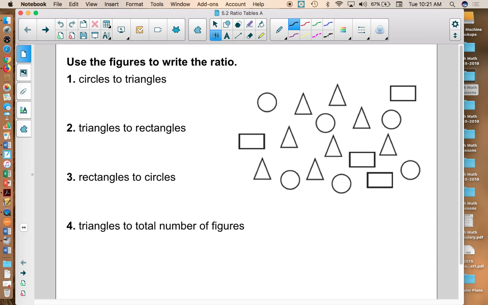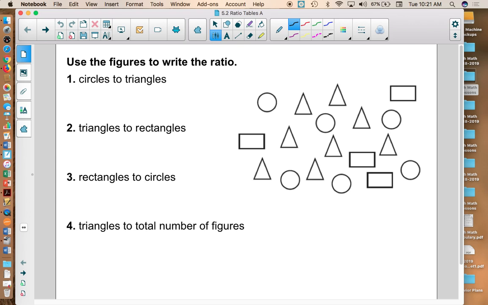Okay, you should have already had these written. Today we're going to be writing ratios. Today we are going to continue working with the writing of ratios and using ratio tables, okay?